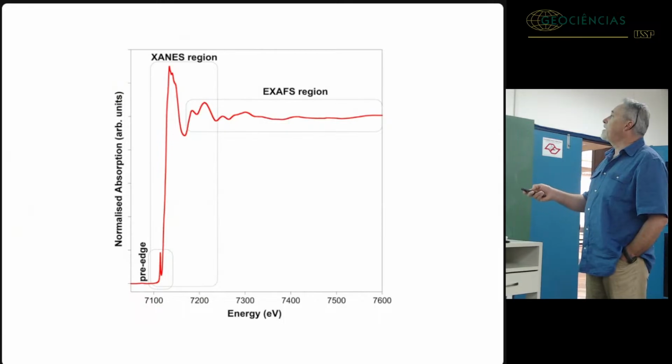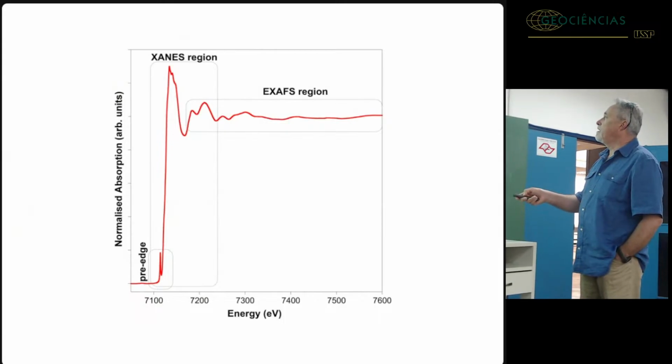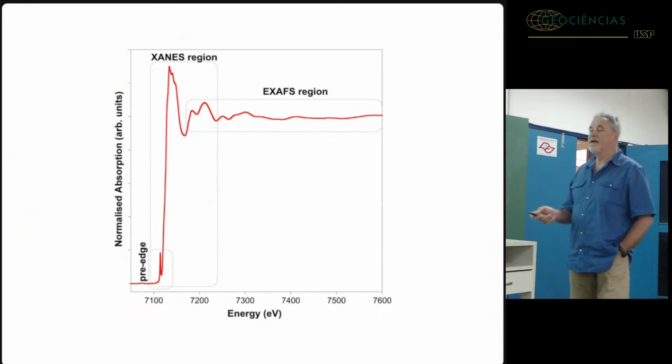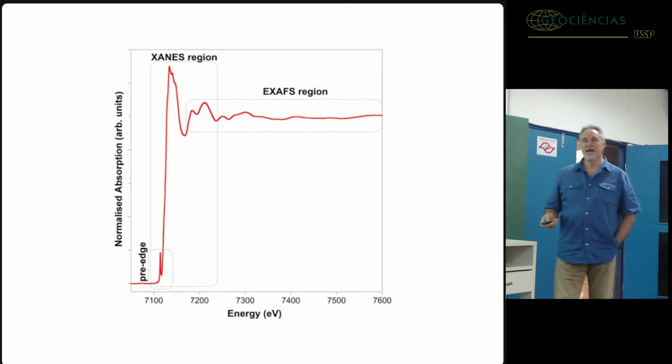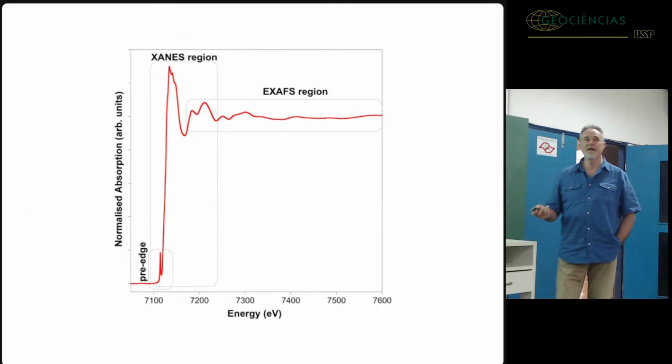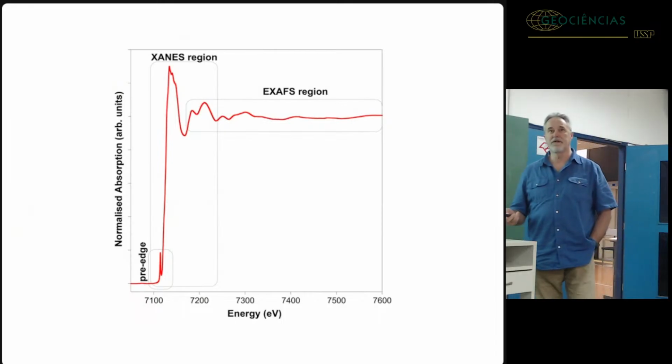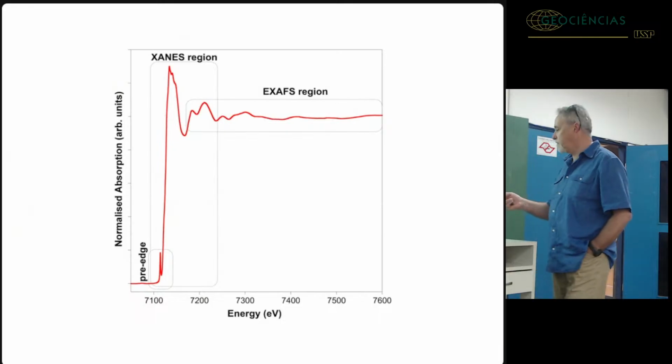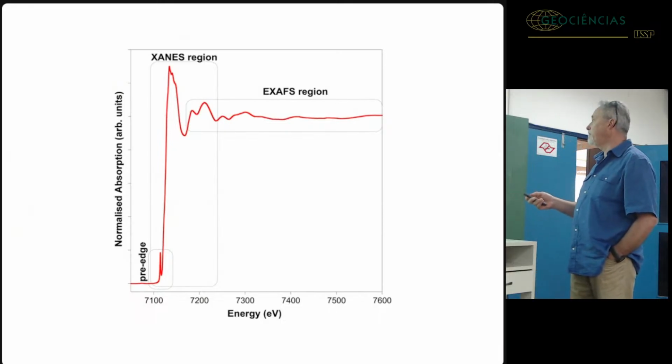And if we look in more detail at this step in the absorbance diagram, we can discriminate three different regions. This is the edge region where the step occurs. Well before, a few electron volts before the edge, there can be some peak, which is called the pre-edge peak. And usually for transition elements, it is a 1s to 3d electron transition, which can give information on the oxidation state of the transition element of interest.